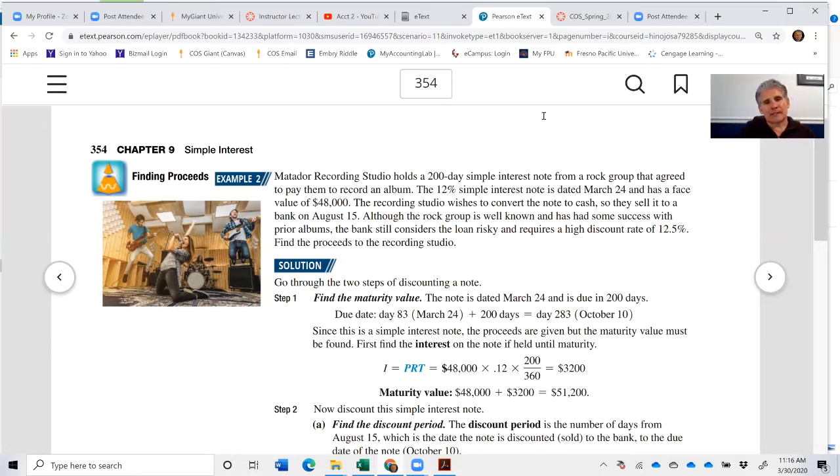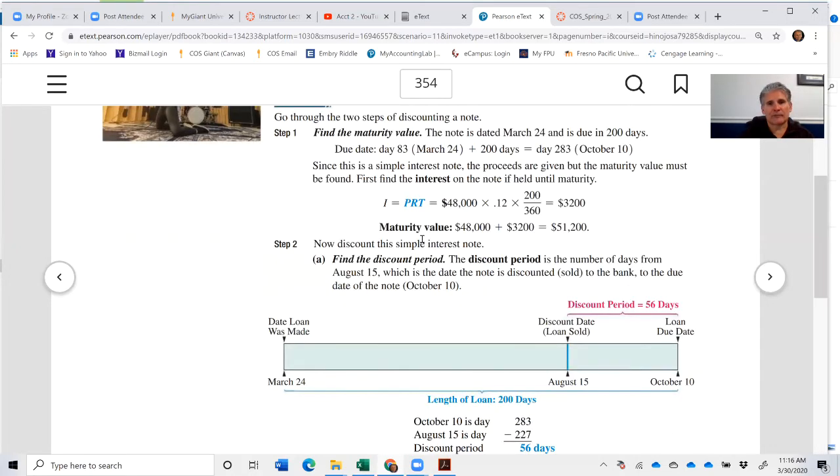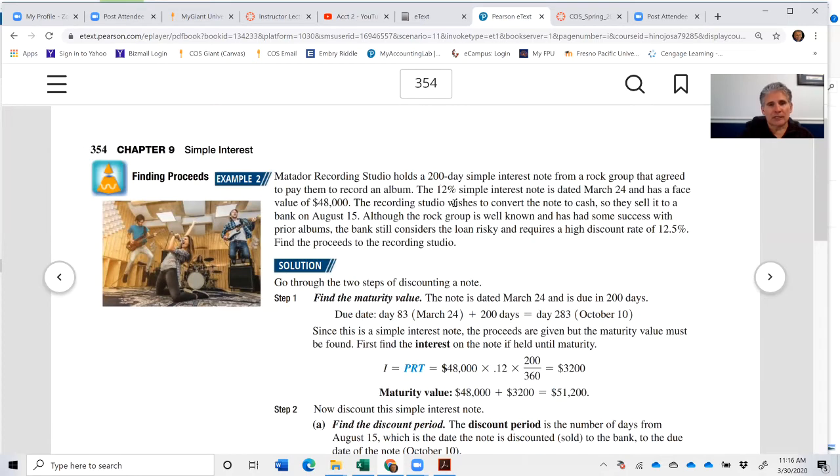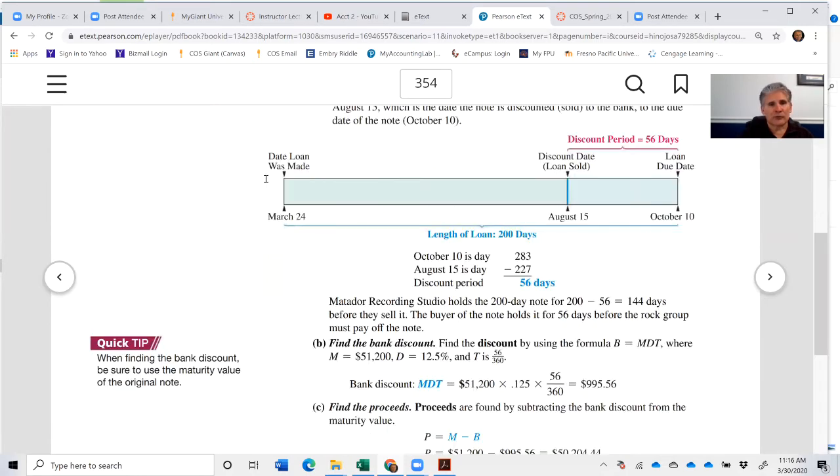Well, if they're going to sell this at April 15th, then we need to know the timing of everything. So let's go down to the bottom and figure out 200 days from the initial note, March 24th. We have to count 200 days. And you can do this a number of ways. You can use the table that's way back in section 1, but when you do that, you'll come up with the number of days. 200 days from March 24th is October 10th. So if the recording studio hangs on to the loan till October 10th, they are good to go.